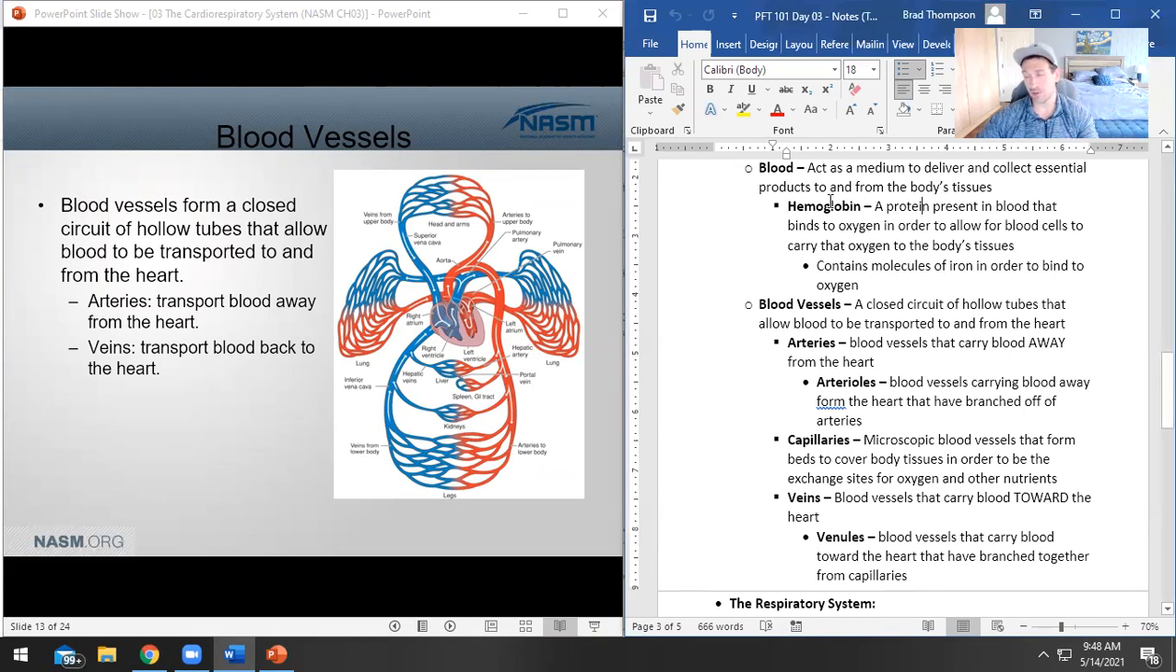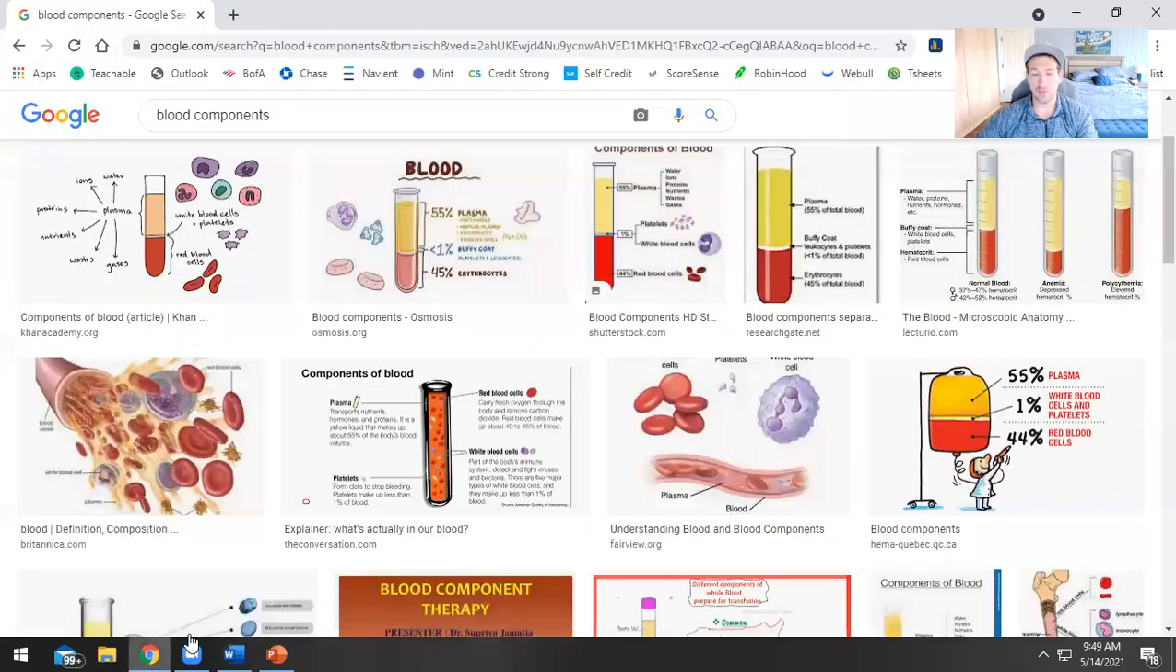So how is it delivering all these nutrients? Well, like I said, the most important nutrient is going to be oxygen. How do we deliver that oxygen? Red blood cells have a little protein in them called hemoglobin. Hemoglobin is a protein present in your blood that binds to oxygen in order to allow blood cells to carry oxygen to the various tissues of the body. And hemoglobin actually contains a molecule of iron.